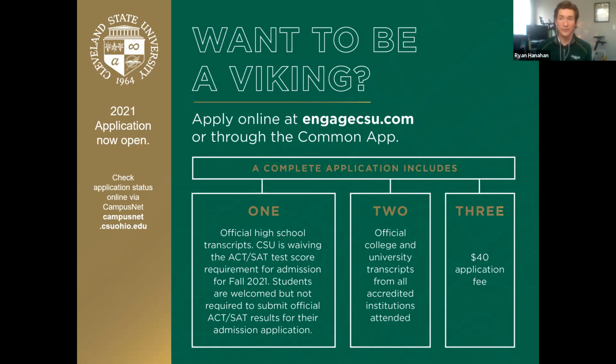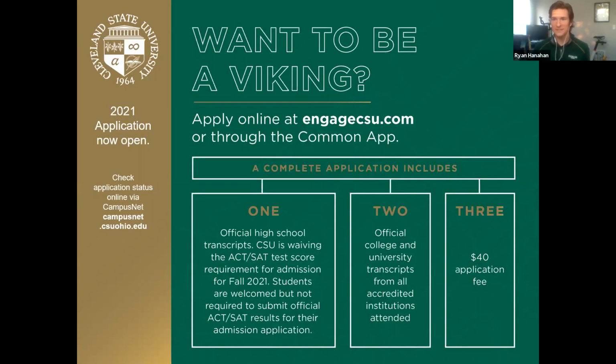Since it's an internal document, it'll update overnight. And then in 24 hours, you'll get an email from us with your CSU ID number and the next steps so you can go through the application process and we can get you an admissions decision. In addition to that, we do have the Common App. We are on that as well. So you can find that by going to engagecsu.com as well.